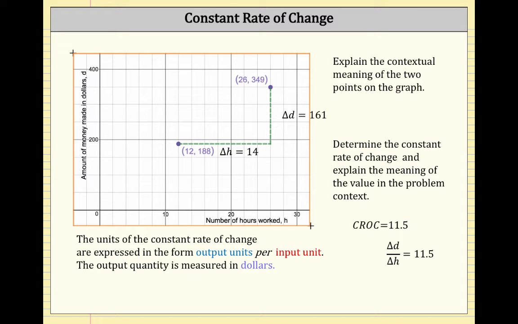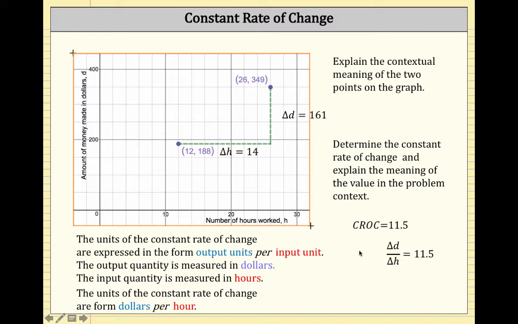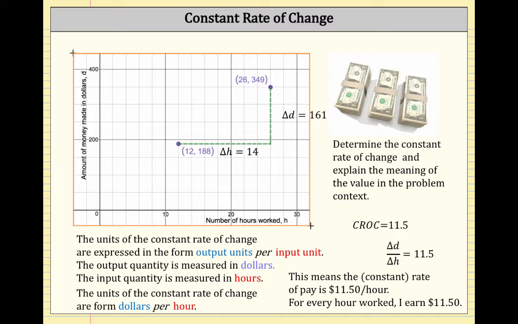So the output units in this case were measured in dollars, and the input quantity was measured in hours. So really, this is a change in dollars divided by a change in hours. So we have dollars per hour, which means the units of constant rate of change are in the form dollars per hour. And so that means that the constant rate of change is $11.50 per hour, which means that for every hour I work, I earn $11.50.